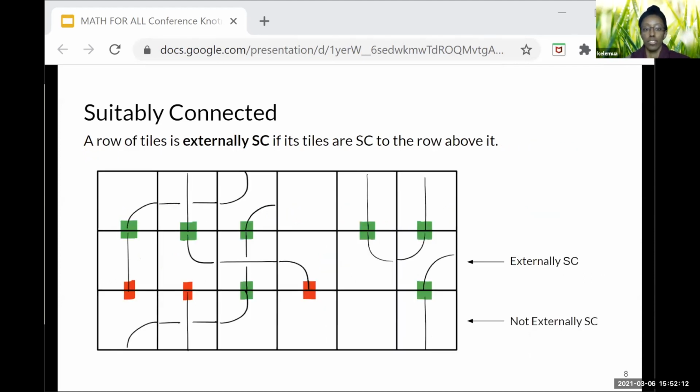And we defined a row to be externally suitably connected if it's suitably connected to the row above as well as below it. But for the purposes of the game, we reduced our definition to only consider the row above.